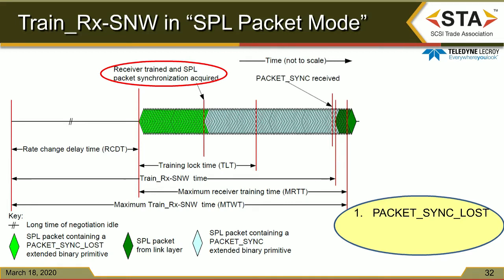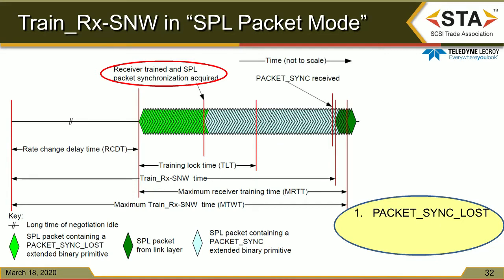So how do devices actually do all this equalization stuff? That's all considered vendor proprietary, and it's not defined in the spec. The only requirement here is that he must send at least 4 packet syncs and then receive at least 1 in order to move on. So send 4, receive 1 before that MRTT expires, which is 20 milliseconds.